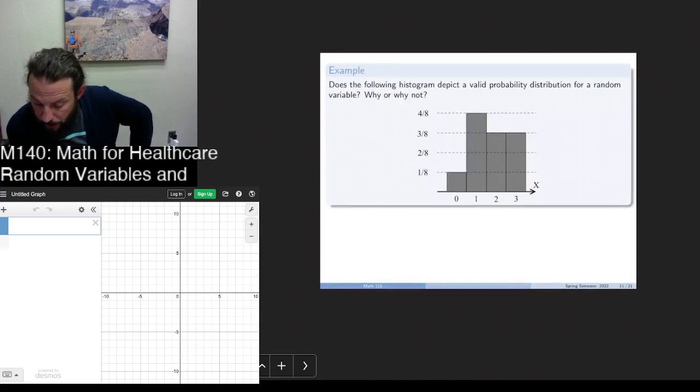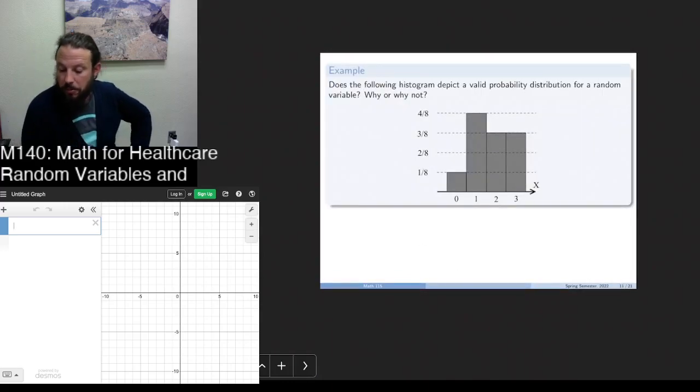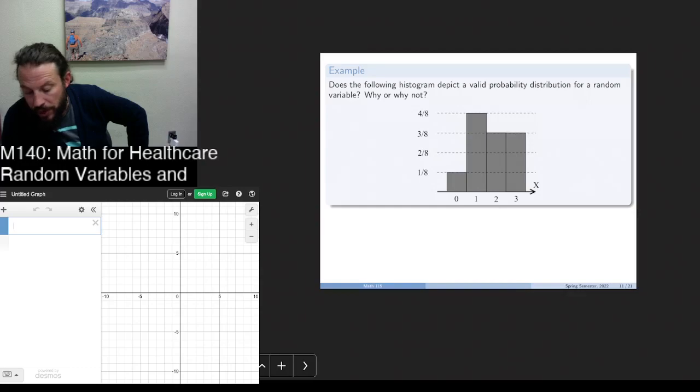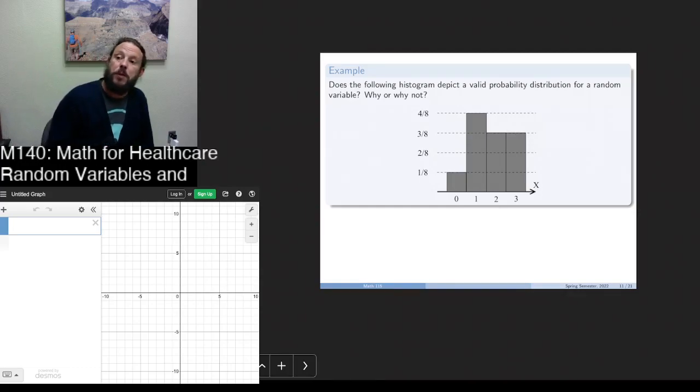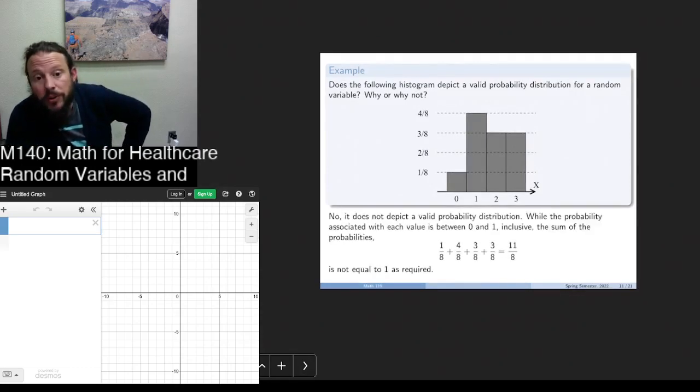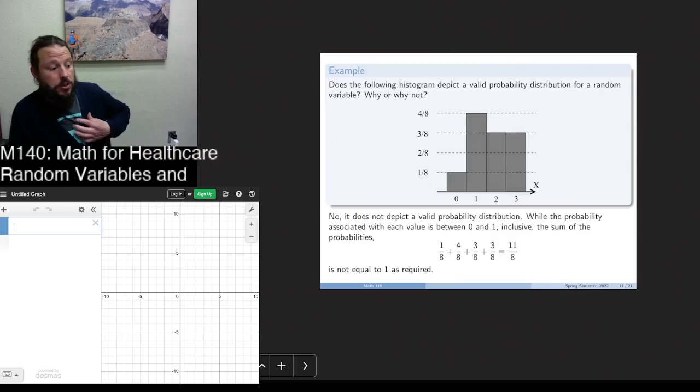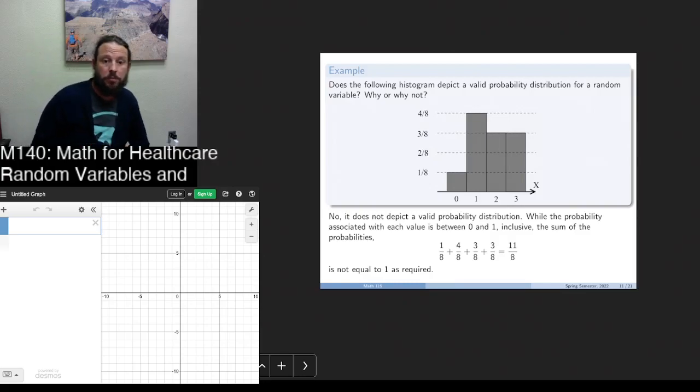We've seen that. Does the following histogram depict a valid probability distribution for a random variable? Why or why not? Got to think about it. I'll pause. No, it doesn't. Why? Because when we sum them up, it's not equal to 1. 1/8 plus 4/8 plus 3/8 plus 3/8 is 11/8. That makes it not a valid probability distribution. That's an extremely important part of the probability distribution.